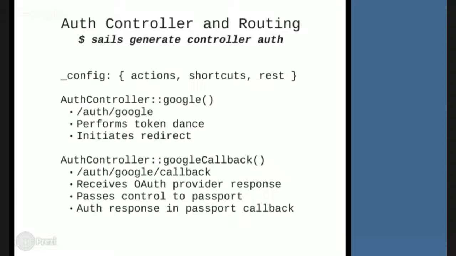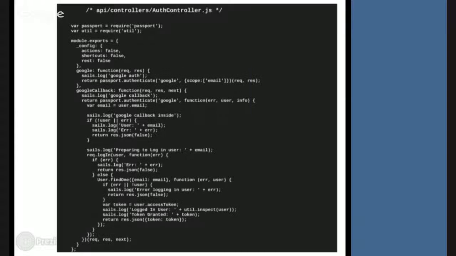The first one does the initial request to the Google endpoint and spits out the Google login box. You hit a little button, and then it spits back to our Google callback endpoint, which handles it via Passport and returns to us our token. This is what our auth controller looks like.